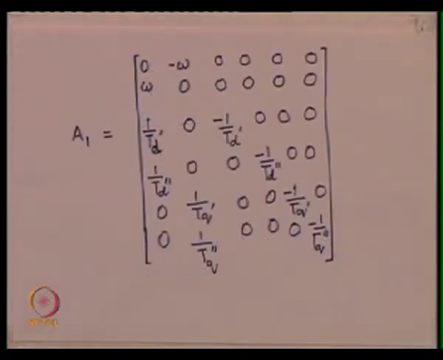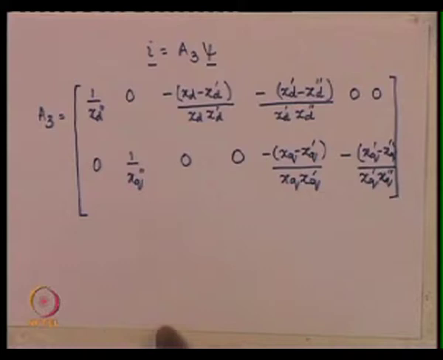A1 looks like this. We did it in the previous class. Omega is the speed of the machine. We'll assume that in the study this speed is constant and equal to omega base, or the rated value of the synchronous generator. ID and IQ in fact are related to the fluxes, as I showed some time back, by a matrix of this kind.